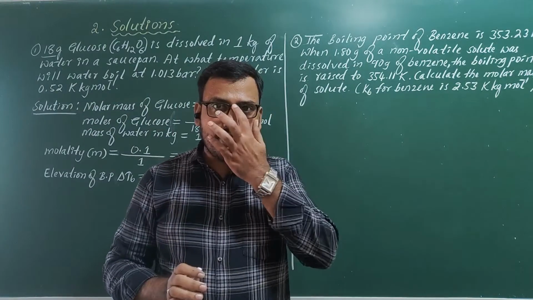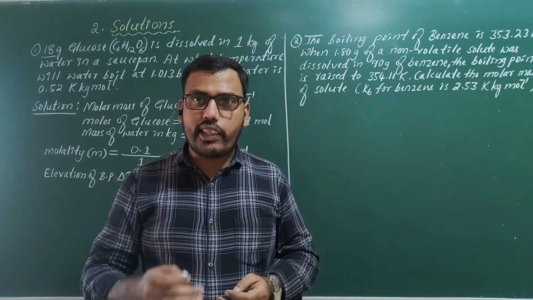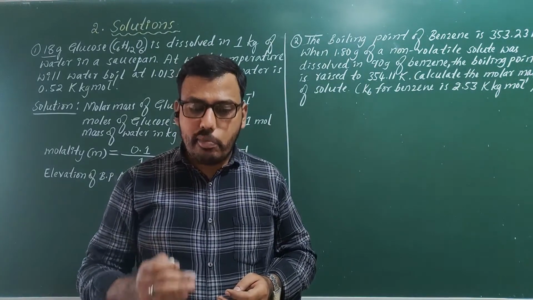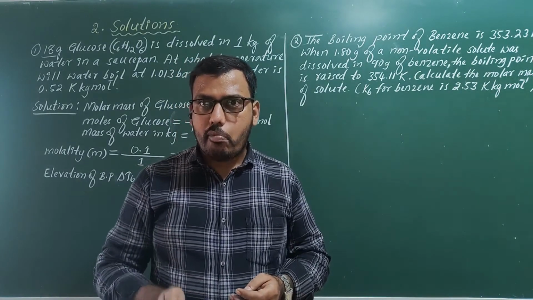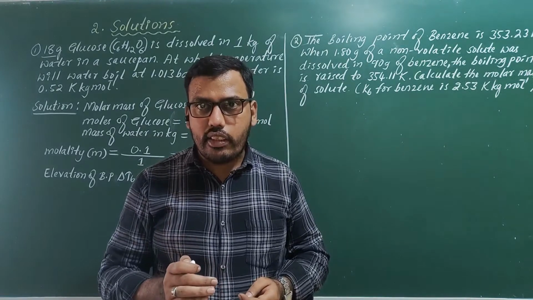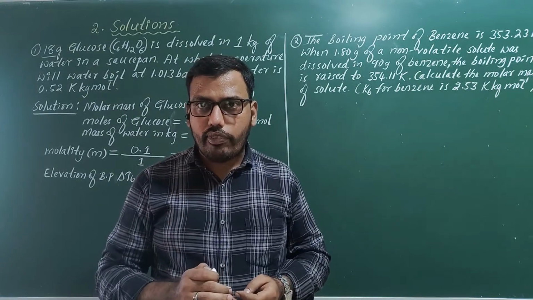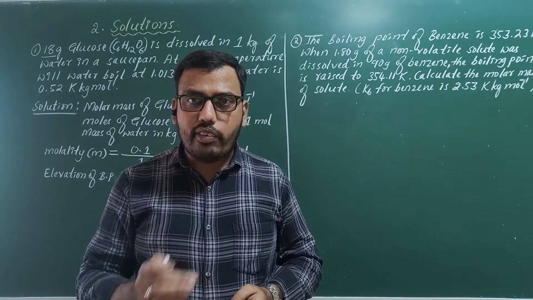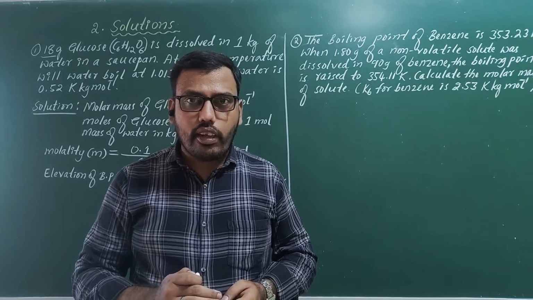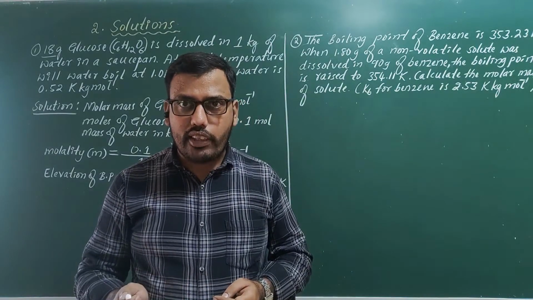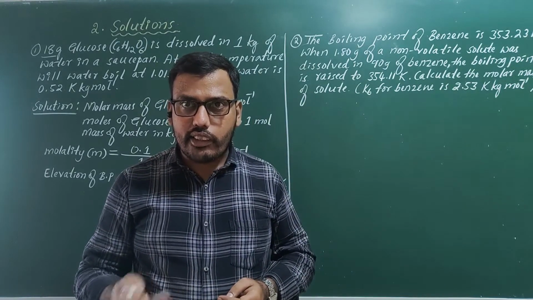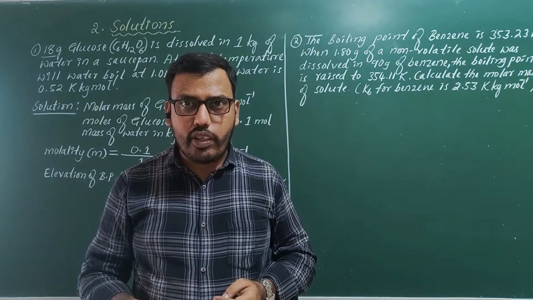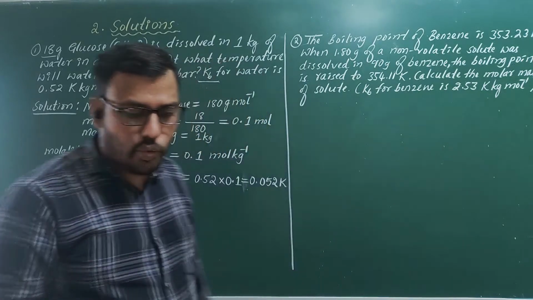Next I will calculate. I know that delta TB is equal to TB minus TB naught. But I want TB, the boiling point of the solution. TB naught is the boiling point of the pure solvent, and our solvent is water here. Hope you know the boiling point of water: in Celsius it is 100 degrees, in Kelvin it is 373.15 exactly.